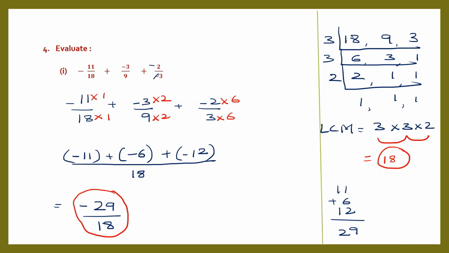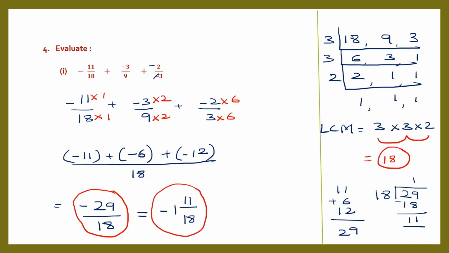If you are asked to convert it to a mixed number, then we have to convert it by writing 29 by 18. Divide these two. So 18 ones are 18, minus 9 minus 8 is 1. 2 minus 1 is 1. So here we have divided 29 by 18. So we get minus 11 by 18. So if you're asked to reduce it to the lowest term, you must write your answer as minus 11 by 18 as your final answer.